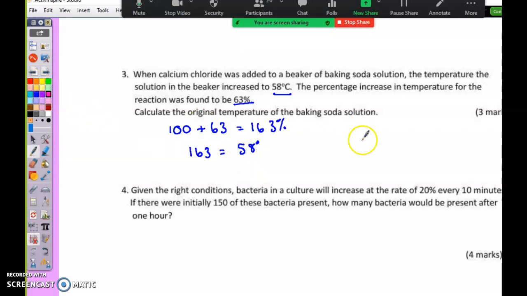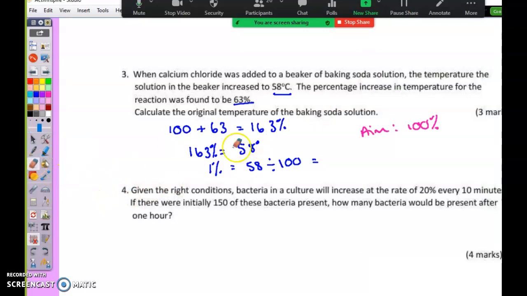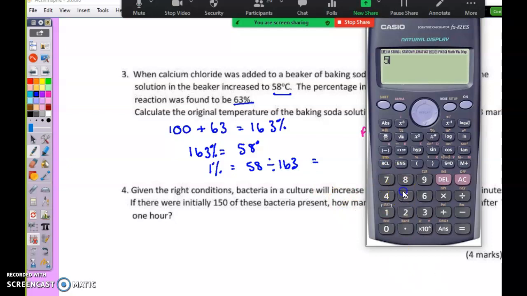And my aim is to find 100%. Okay, and I'm going to do that by finding what 1% is, and then what 100% is. So I'm going to do 58 divided by 100. No, I'm not. Why would I do 58 divided by 100? Try again. I'm going to do 58 divided by 163. That makes more sense.